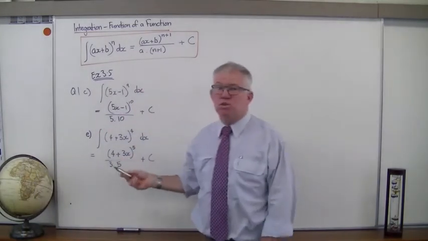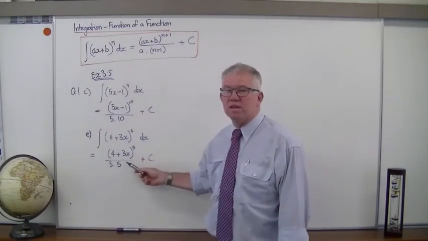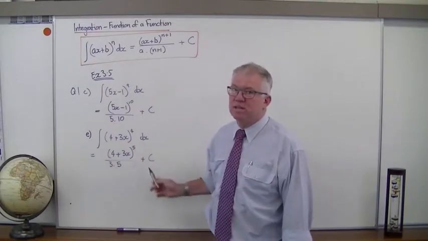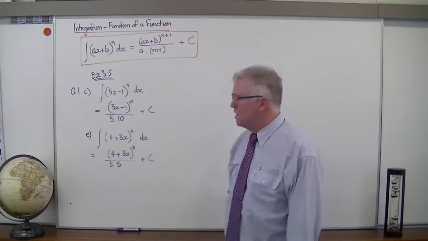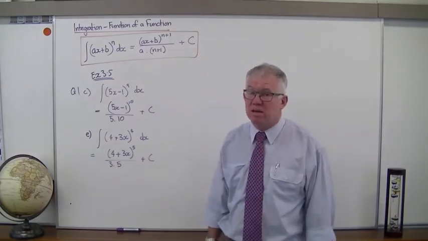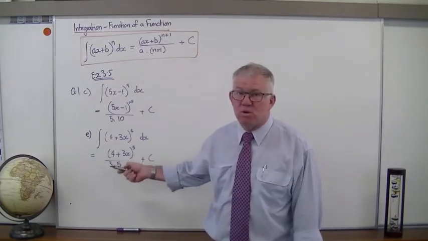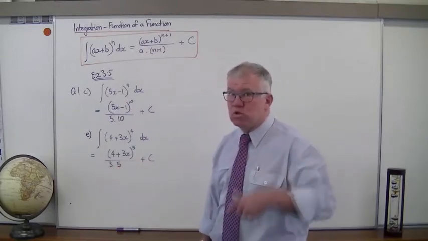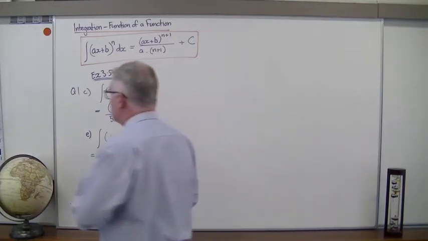Again, in the textbook, the solution will probably be (4 + 3x)^5 all over 15 plus c. Probably that's how it's got. And that's tidier, it's neater, but it's no more correct than what we have there. But probably we should work towards that. I'll let you do that when you do these exercises.